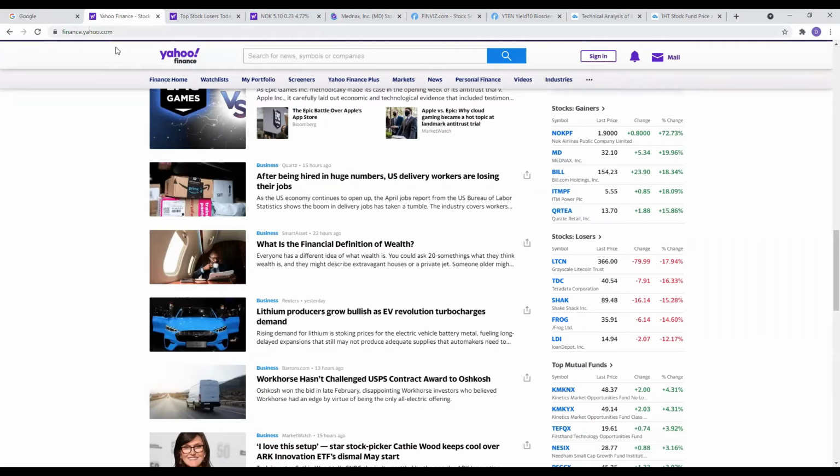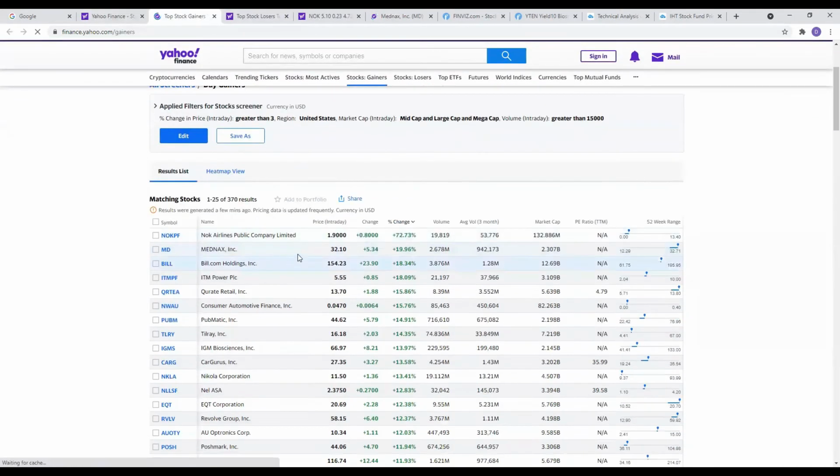So here we are on Yahoo Finance. These are the most active gainers. These are the most active losers. These are the largest gainers. These are the largest losers. Let's click the largest gainers. These are the largest gainers. We can see the largest gainers are NOK, PF, MD, BILL, TLRY. These are the most active gainers.